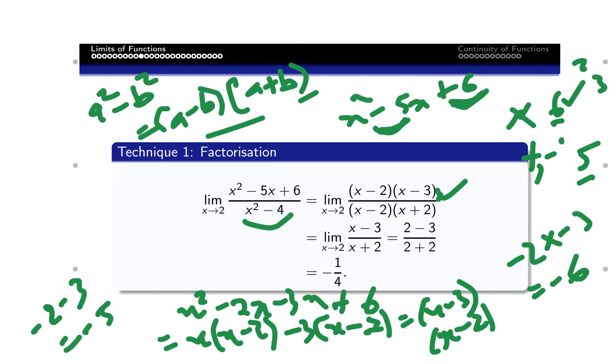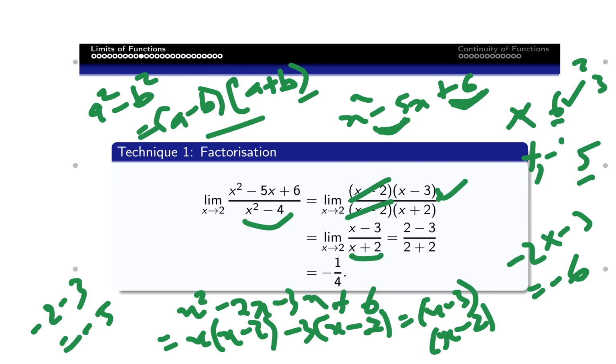So you have (x minus 2)(x plus 2). From that, you can see x minus 2 simply cancels x minus 2, and you are left with the limit of (x minus 3) over (x plus 2). After you have simplified like this, you can now put in 2. So you have (2 minus 3) over (2 plus 2). 2 minus 3 is minus 1, 2 plus 2 is 4.